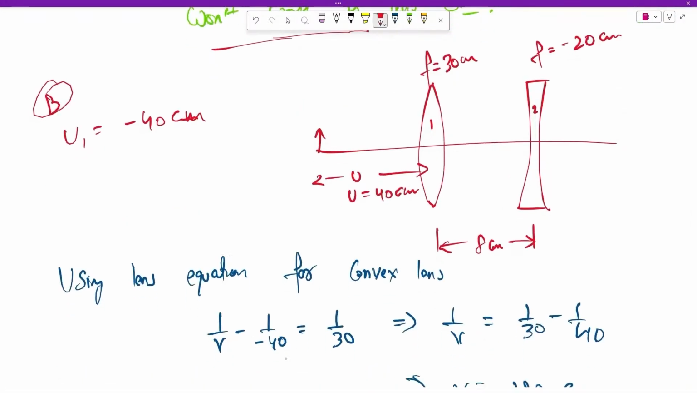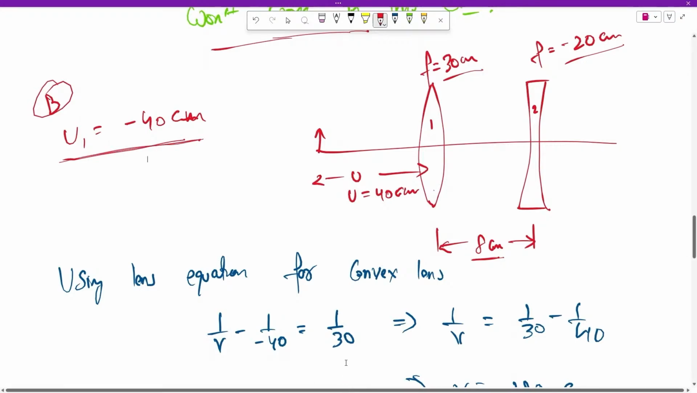The object is placed in front of the convex lens, and u has been given, and that is a value of minus 40 centimeter. Focal length of this convex lens is 30 centimeter, and focal length of this concave lens is minus 20 centimeter, and the distance between these two lenses is again 8 centimeter. So we will consider this first lens and this as the second lens. So u1 would be equal to minus 40 centimeter with the sign convention.